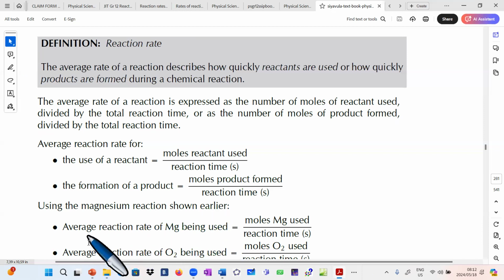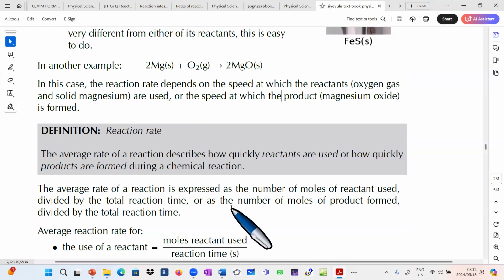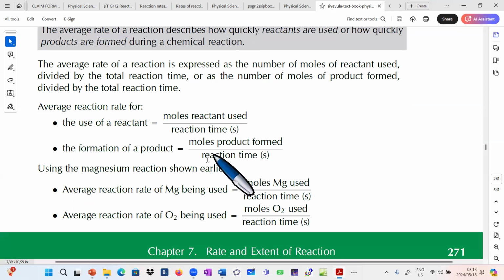Now, let's look at the notion of the magnesium reaction shown earlier. Let's use that one. So we saw in that case that we had 2 moles of magnesium solid, plus 1 mole of oxygen gas, and that gave us 2 moles of magnesium oxide as a solid.